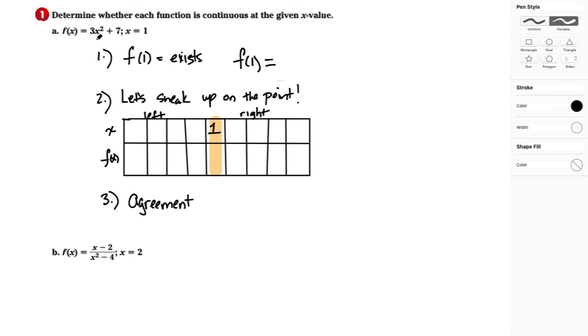Hopefully you guys see that. Plug the 1 in. 1 squared is 1. 3 times 1 is 3. Plus 7 is 10. So we've got through the first part. The function actually exists at 1.